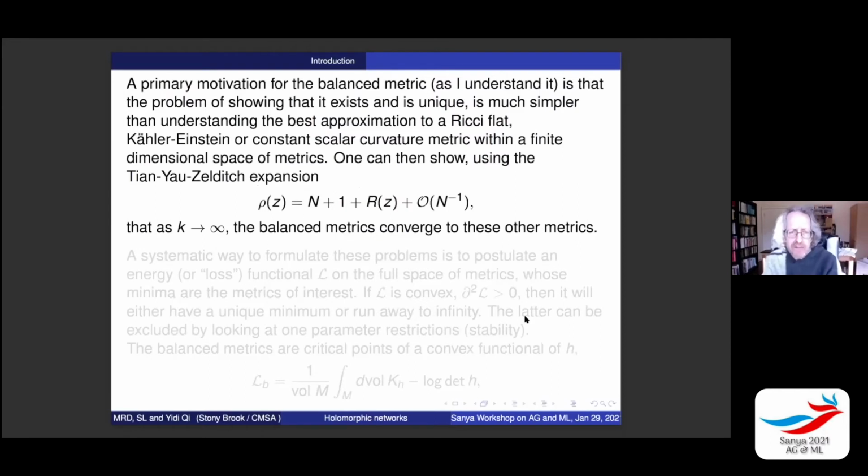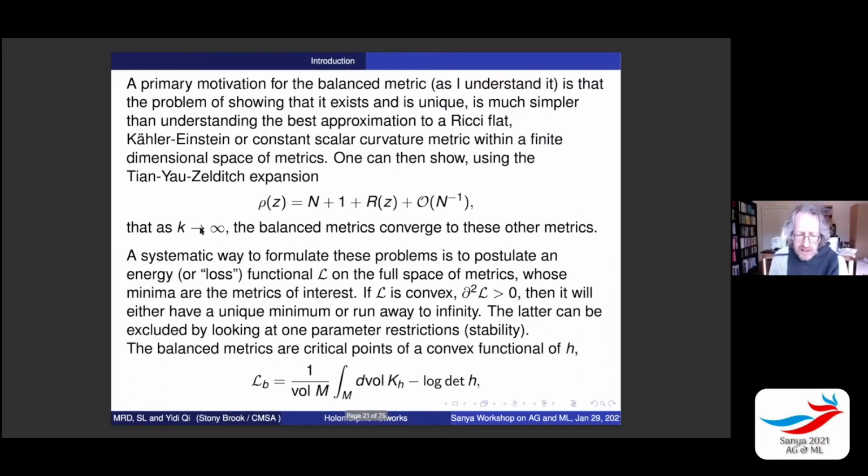But the mathematical interpretation is that the ability to prove the existence, or define the obstructions to existence, of these balanced metrics is a much easier problem than the actual Ricci-flat metric. And as you take the degree to infinity, you can show that the balanced metric actually converges to a Kähler-Einstein metric, or in the case of Calabi-Yau, the Ricci-flat metric. So here's an objective function which you could also postulate; the balanced metric is a critical point of that function. So that's part of the arguments that these exist.